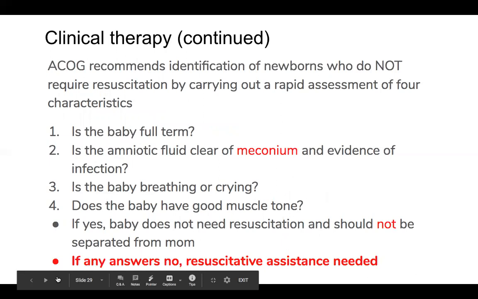So clinical therapy, so you want to answer a yes and no. Is the baby full term? Is the amniotic fluid clear of meconium and evidence of infection? Is the baby breathing or crying? Does the baby have muscle tone? So if you answer no to these questions, the baby cannot go to the mom, and that baby needs resuscitative measures.